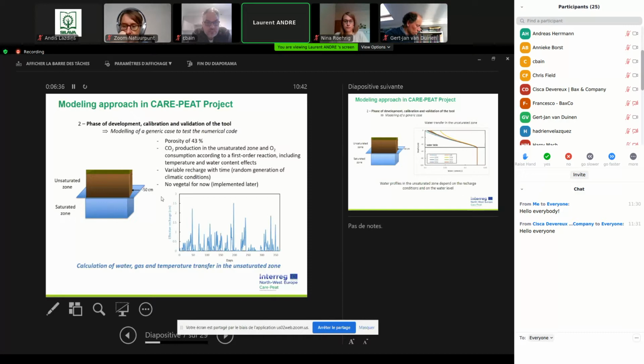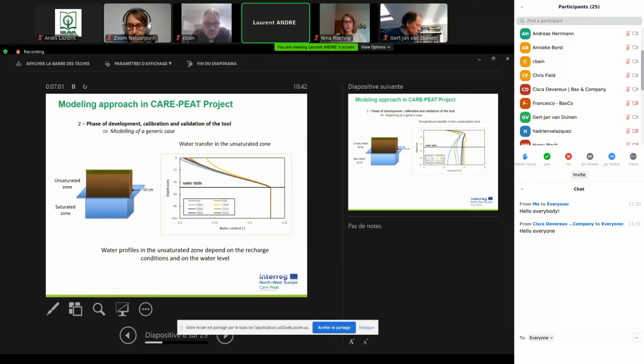On this figure, you can see, for example, a random generation of effective recharge with dry periods and periods with more important recharge. And we calculate the water, gas, and temperature transfer in the unsaturated zone.